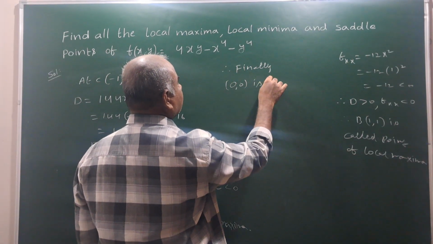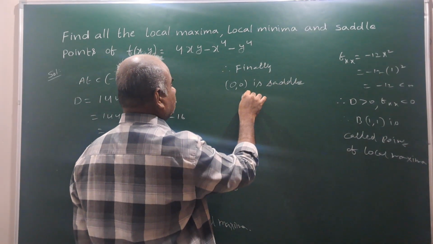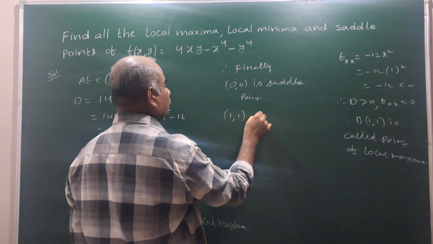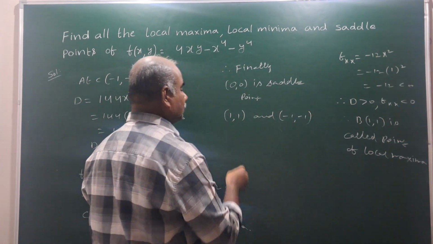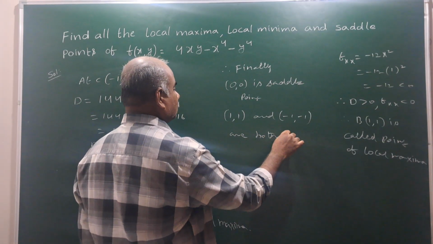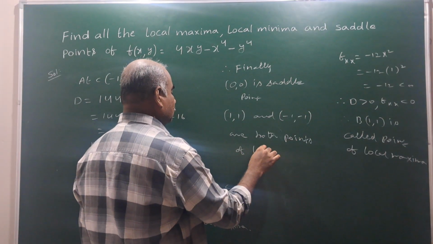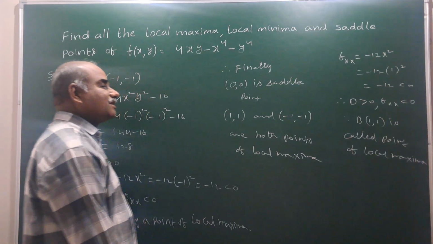So finally, (0, 0) is a saddle point. (1, 1) and (−1, −1) are both points of local maxima. Okay, that is the answer.